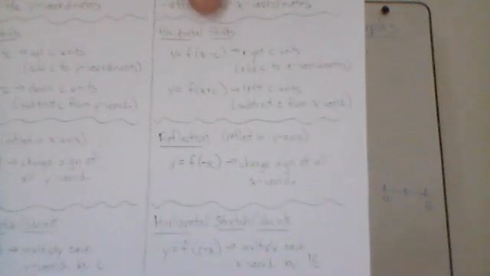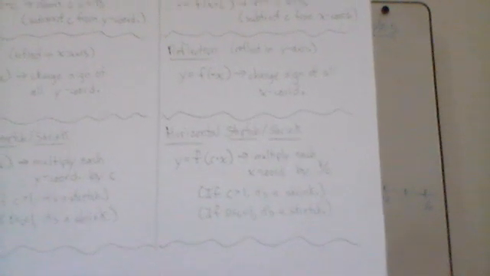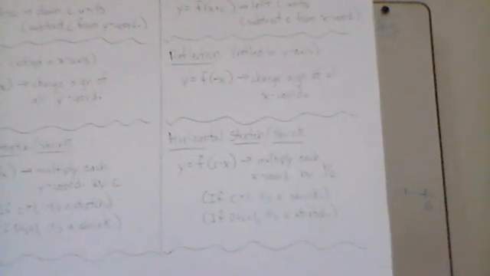Inside though, just like with the horizontal shifts up above, it's the opposite of what you would expect. So f of c times x is a horizontal stretch or shrink depending on whether that number is bigger than 1 or less than 1.